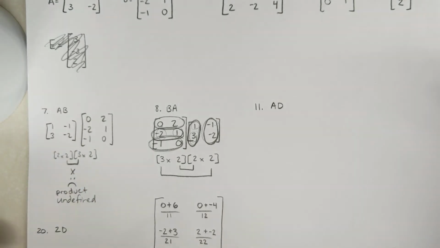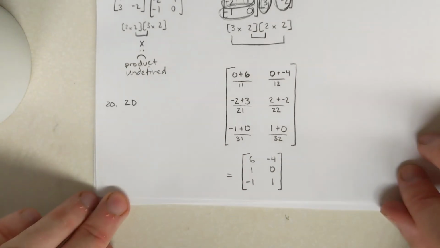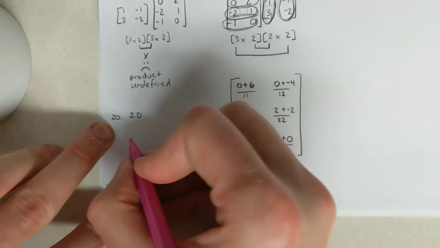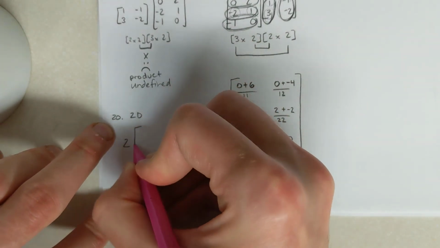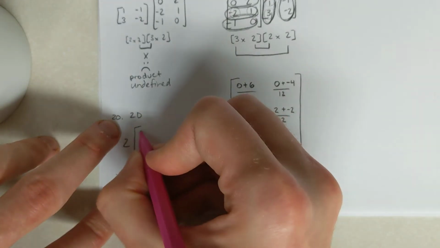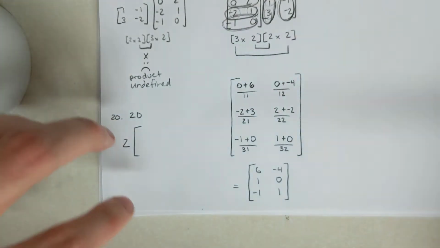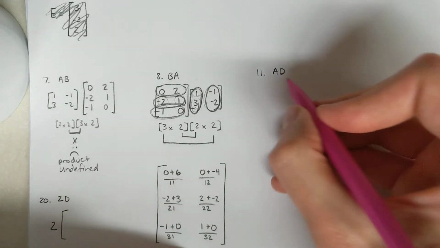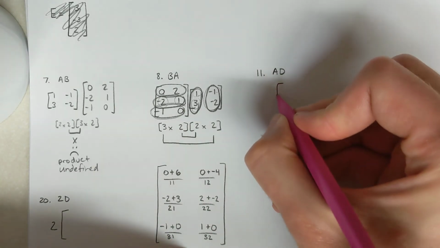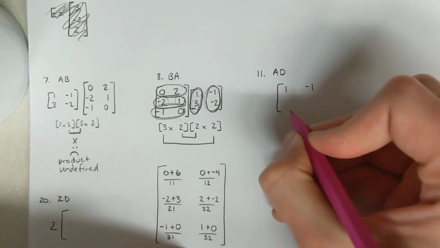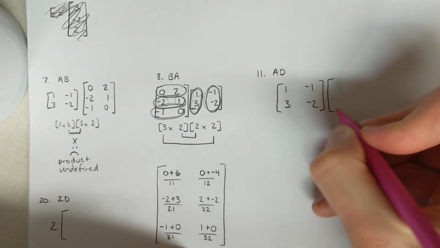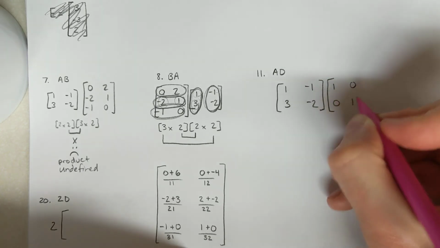I guess I don't really need to do every single one of these examples. 20, they ask us to find 2D, so that's 2, like the number, times matrix D, which was, oh, wait. I realize now why I put this here. Let's go back and look at 11, A times D. So A is 1, negative 1, 3, negative 2, and D is 1, 0, 0, 1.